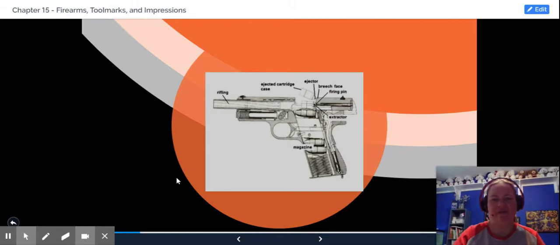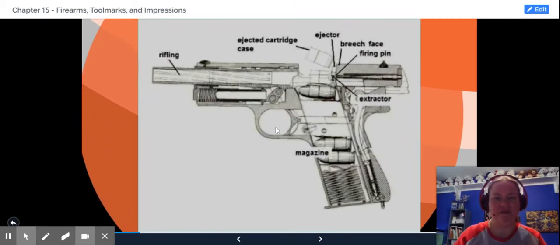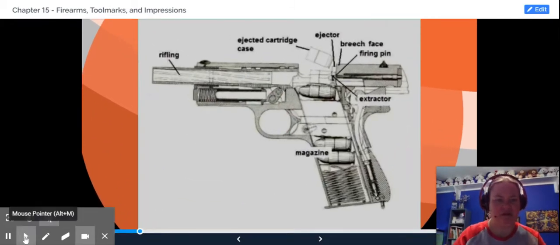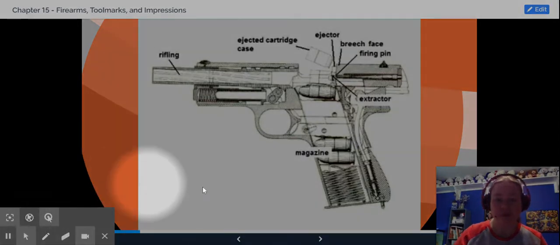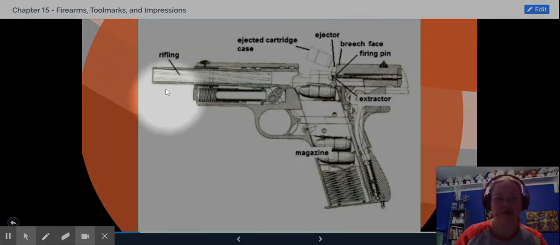All right, and these are the different parts of the gun. Starting at the front here, the rifling is inside the barrel. It's these grooves that cause the bullet to spin as it's exiting the gun. And the extractor and the ejector help extract and eject the spent casing. There's the breech face right here. The firing pin is located here. And then the magazine is what holds the other bullets.